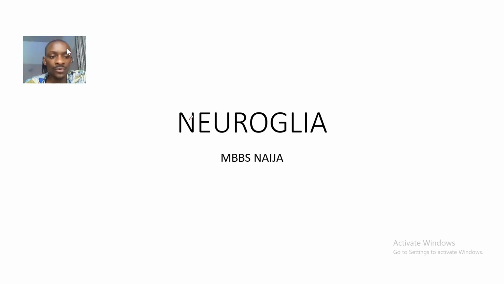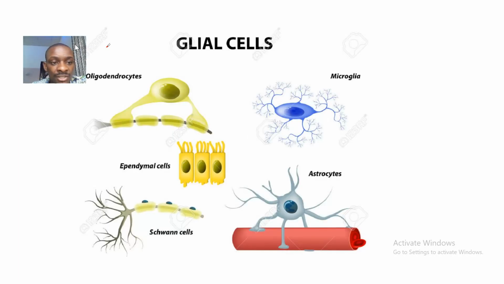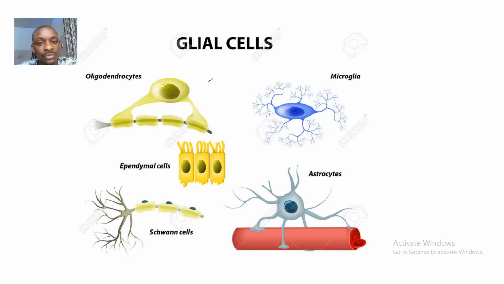Before we start, just so you know, the neuroglia are the supportive cells. They are not really neurons. Okay, they are not neurons. So I'll be making a video to differentiate between neuroglia and neurons very soon. So neuroglia, also known as the glial cells, these are the various examples of neuroglia.